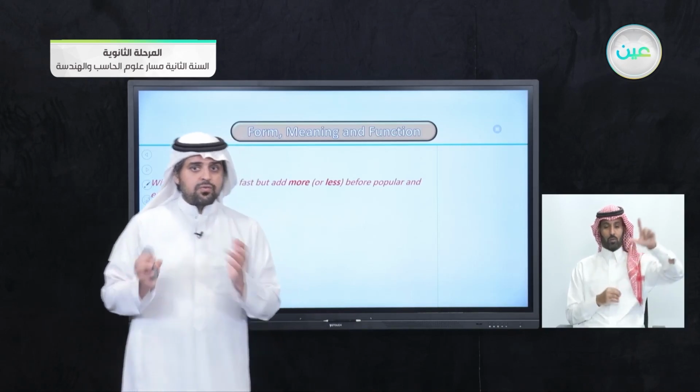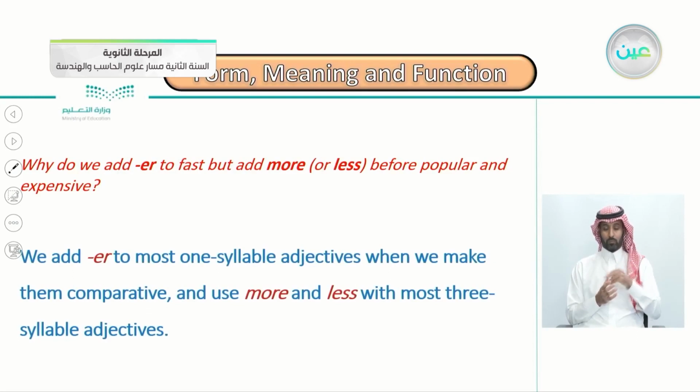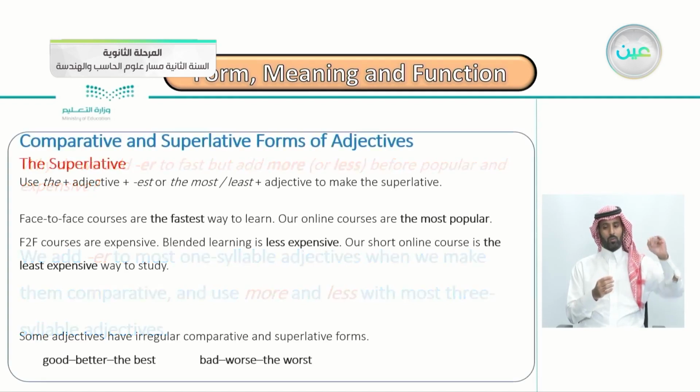Why do we do that? So let's answer here. We add er to most one-syllable adjectives. So the adjectives that have one syllable, we add er to them when we make them comparative. And we use more and less with most three-syllable adjectives. With most, not all, focus on the word most. So with most one-syllable adjectives, we just add er, and with most three-syllable adjectives, we use more or less.